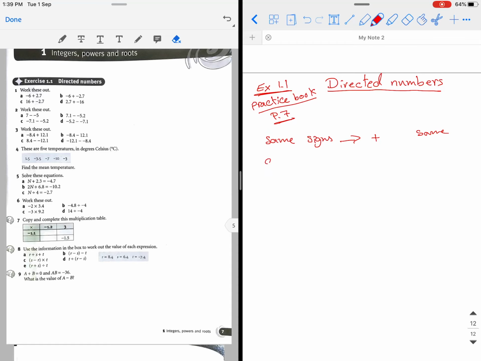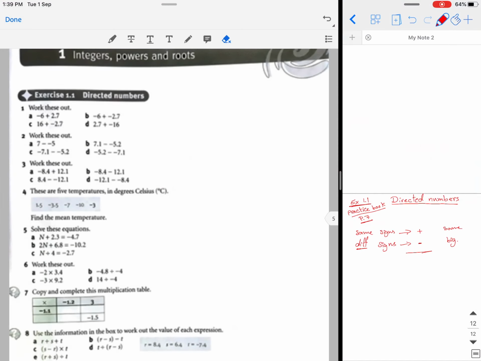Okay, what about if it's two different signs? One is negative and one is positive. So make subtraction and put the sign of the bigger one. Okay, let's take some examples here.